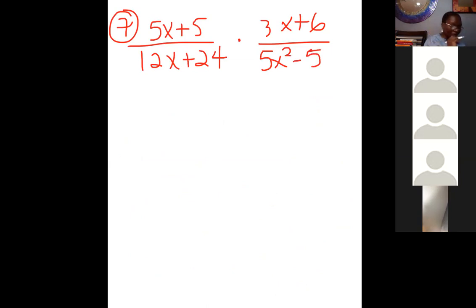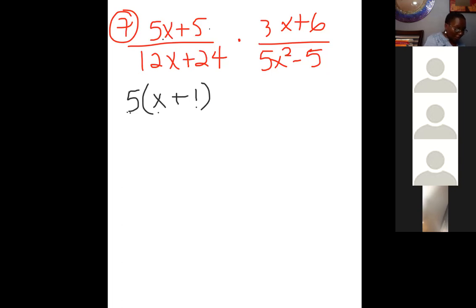Now, everyone, whenever you're factoring, always be on the lookout for those GCFs. Remember, the first rule of factoring is to look for a GCF. What you will notice is that both numerators and both denominators have GCFs, so you want to factor out the GCFs first, guys. For the numerator of the first fraction, there's a GCF of 5. If we factor out the 5 from 5x plus 5, we're left with x plus 1. Remember, 5x divided by 5 is x, 5 divided by 5 is 1.